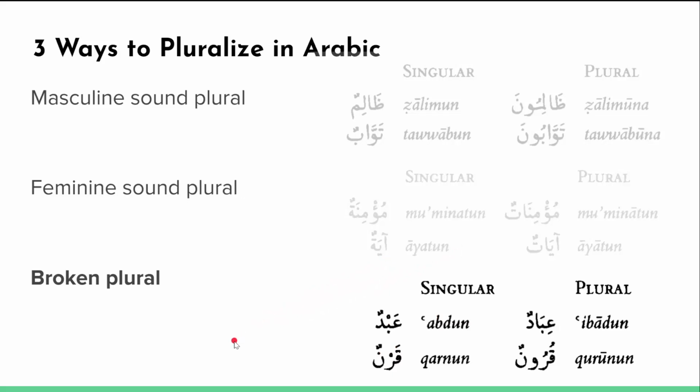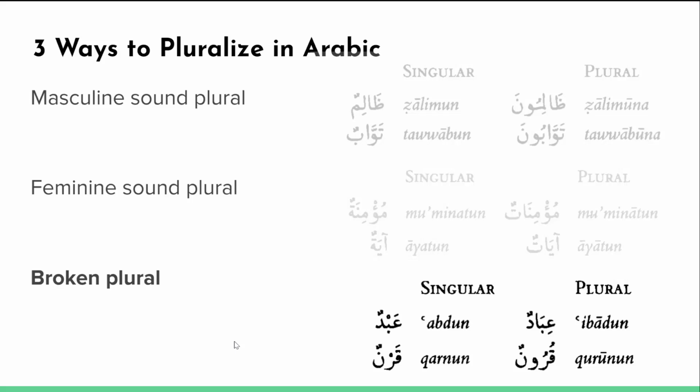When you hear broken plural, you should think irregular words or irregular plurals. Just like in English, goose becomes geese. There's no pattern there. You just kind of have to know that. The same way in Arabic, most words actually fall into broken plural. So there's no pattern. You just kind of have to learn it. So the word abdun, which means a slave, becomes ibadun, which means multiple slaves. Qarnun, a generation, becomes qurunun, generations.